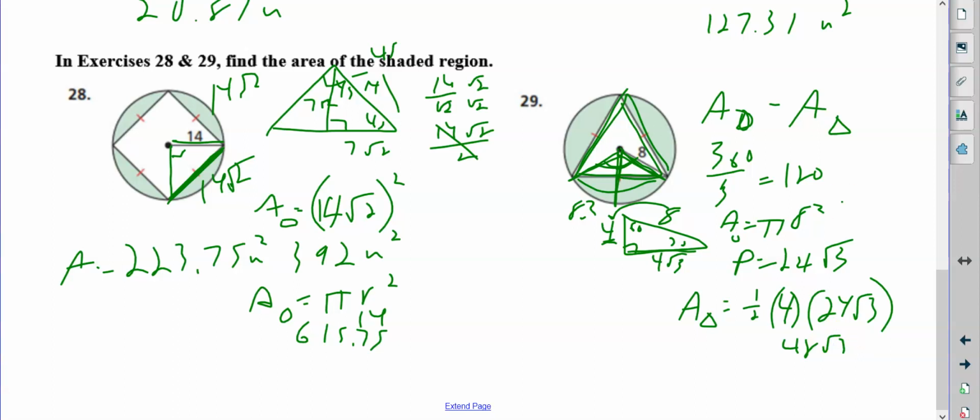So basically we have 64 pi minus 48√3, which we can just type in our calculator. And we get 117.92 units squared.